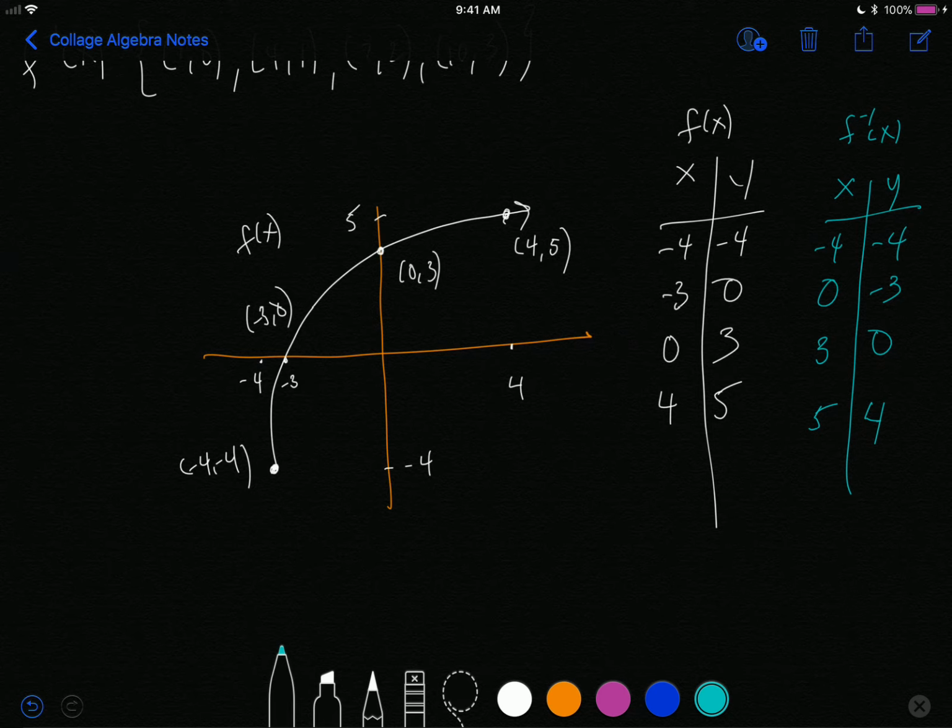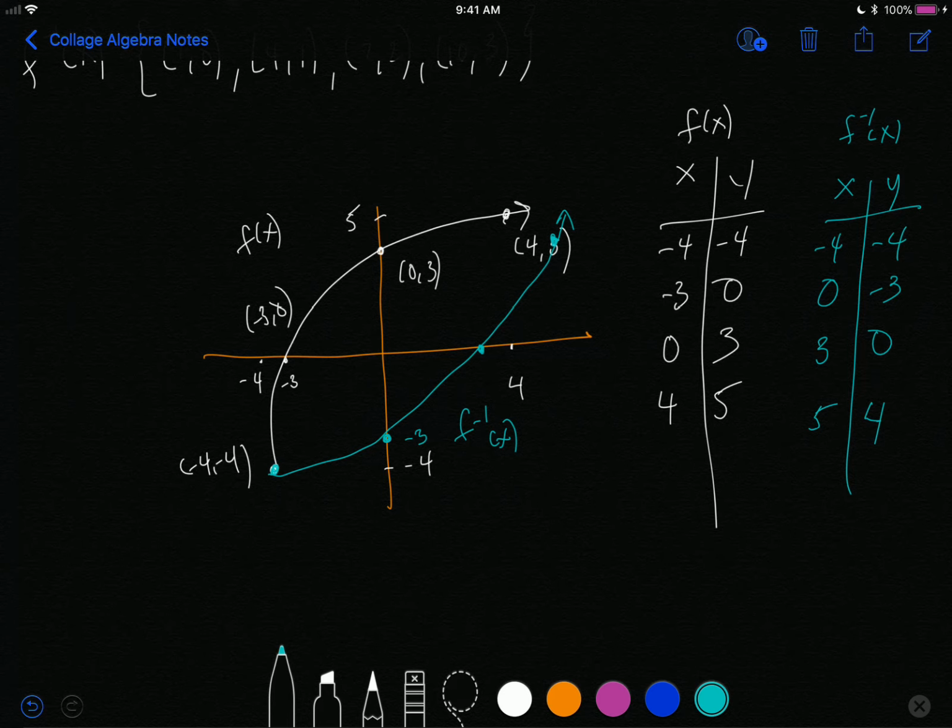Simply plot those points, and that will give me the graph of the function. All we're doing is switching the x and y values. If I switch the x and y values here, I will obviously end up at the same point. Then the next point would be 0, -3, which would be down here. Then the next point would be 3, 0, which would be over here. And then the last point would be 5, 4, which would be over here. And then when I connect those with a smooth curve, that gives me the graph of the function f inverse of x.